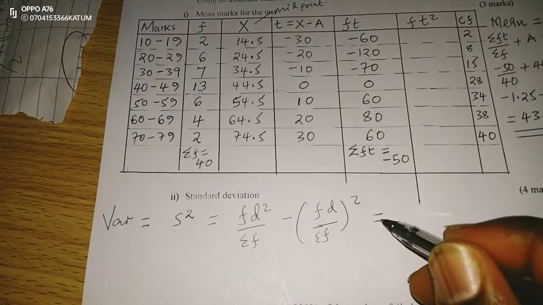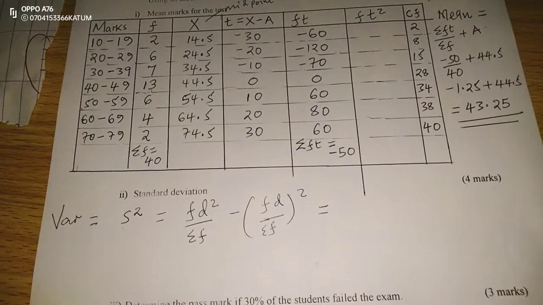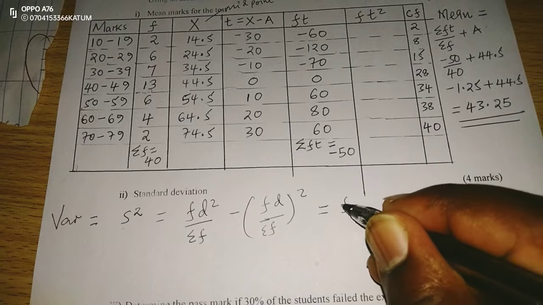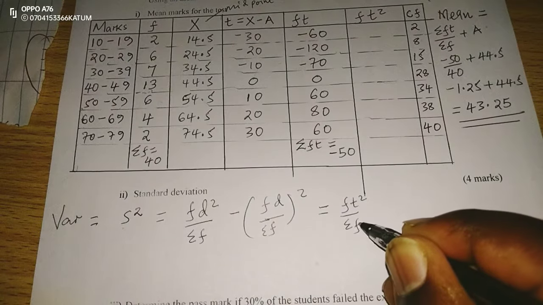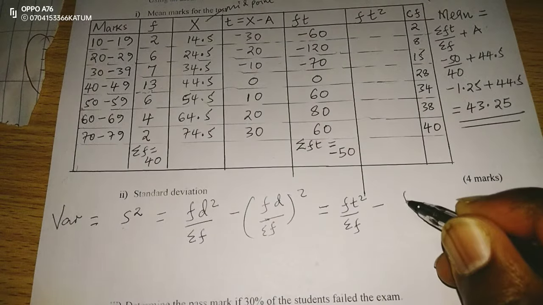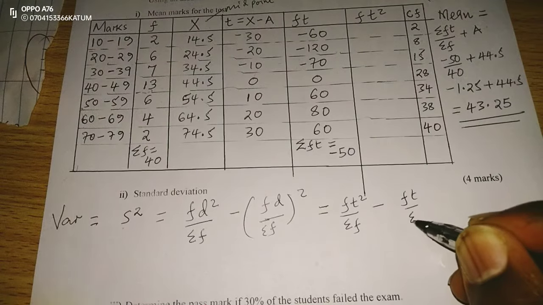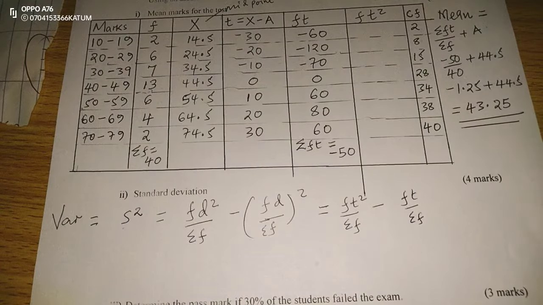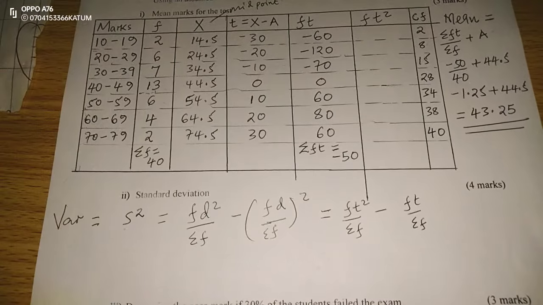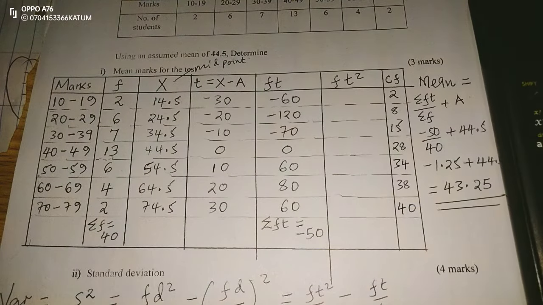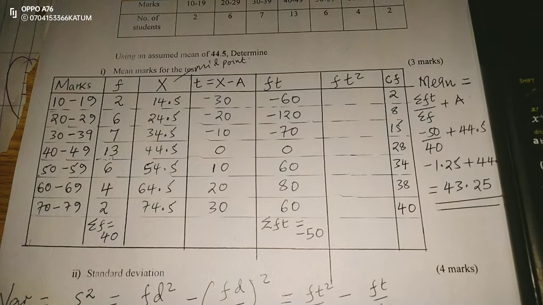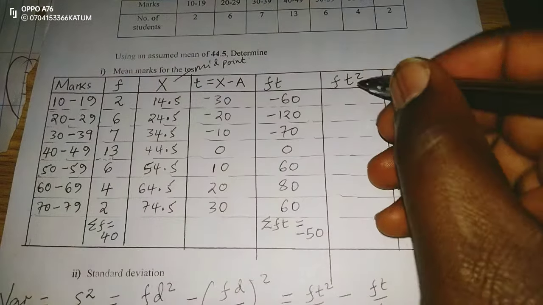But now it's good to know that instead of deviations as d, we have used them as t. So I'm going to have the summation of f t squared divided by the summation of f, then I subtract the summation of ft divided by the summation of f, squared, to give me what we call the variance. So I'm going to get frequencies multiplied by the deviations squared. The first one is going to be 2 multiplied by negative 30 squared. This gives us 1800.